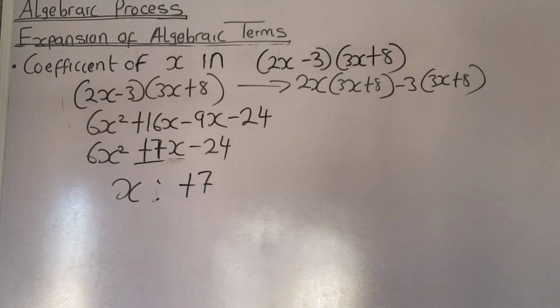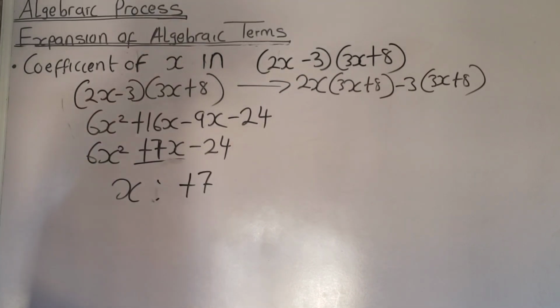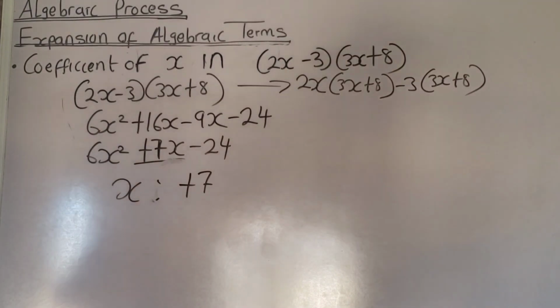The coefficient of x squared in this expansion is what? 6. You understand? And the constant term is what? Negative 24. But we are asked to find the coefficient of x, and the coefficient of x here is what? Positive 7. So that is the solution to that question.